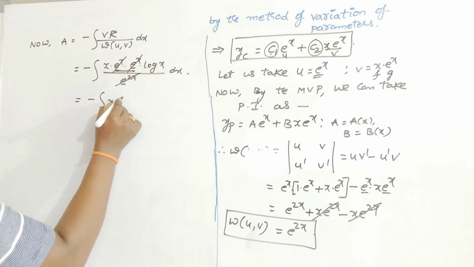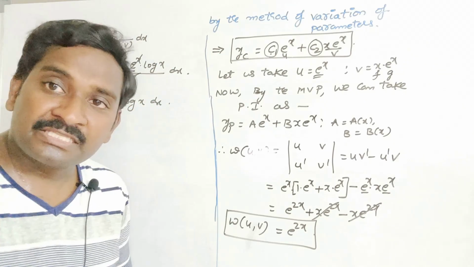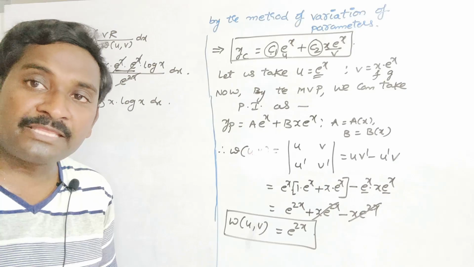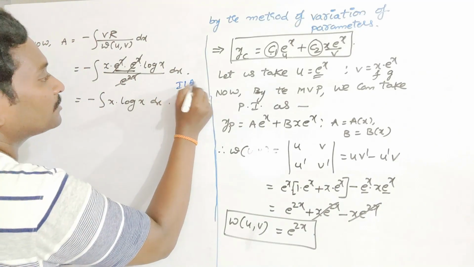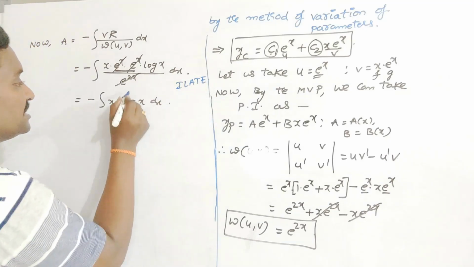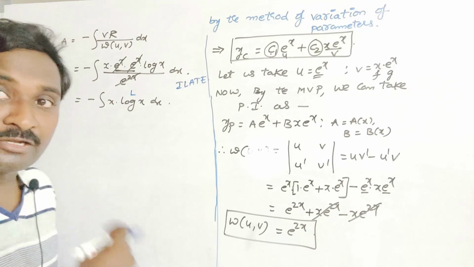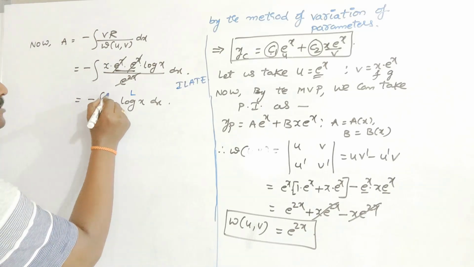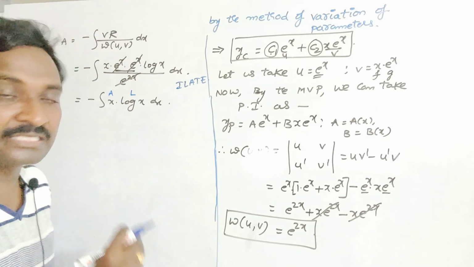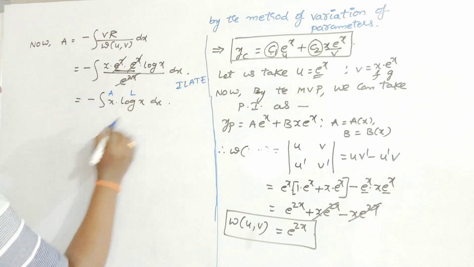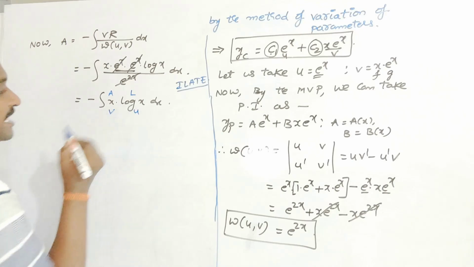Minus integral x into log x. So two functions are in product inside the integration, so you should apply the integration by parts formula by using the ILATE order. This is the logarithmic function, already you know it, and x, any term in terms of x only, is an algebraic function, like a polynomial in x. So in this order of the ILATE rule, this is the first function and this is the second function.